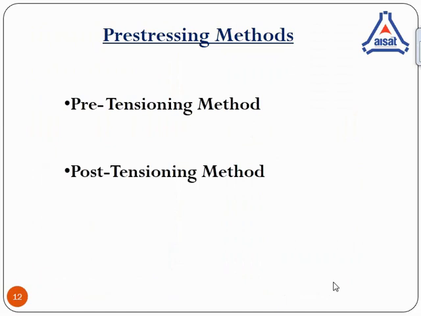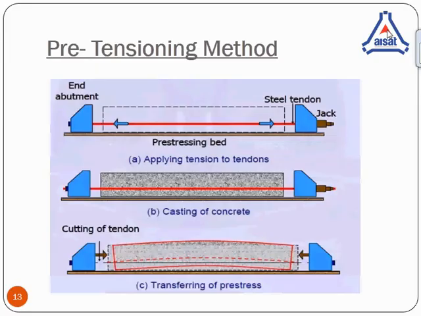So now we will have a look at the different pre-stressing methods. There are mainly two types of pre-stressing method. The first one is the pre-tensioning method and the second one is the post-tensioning method. Coming to the pre-tensioning method, the important feature is that pre-stress is induced before the concrete is placed.